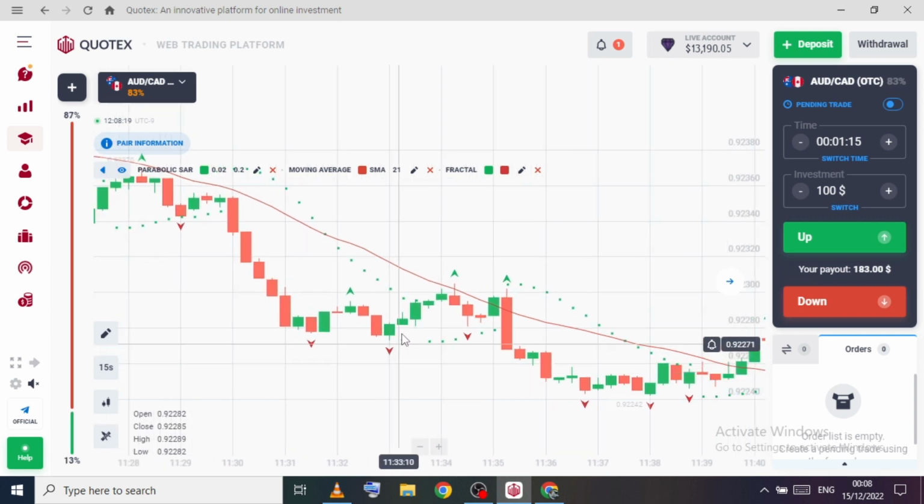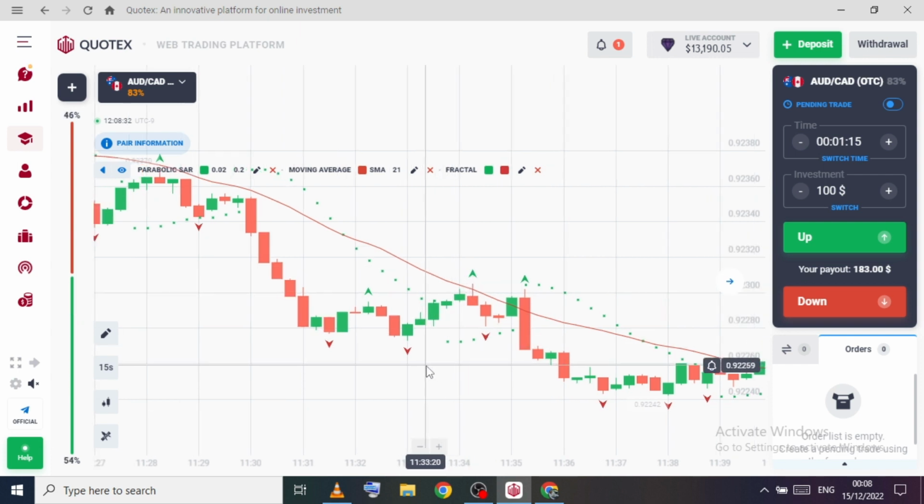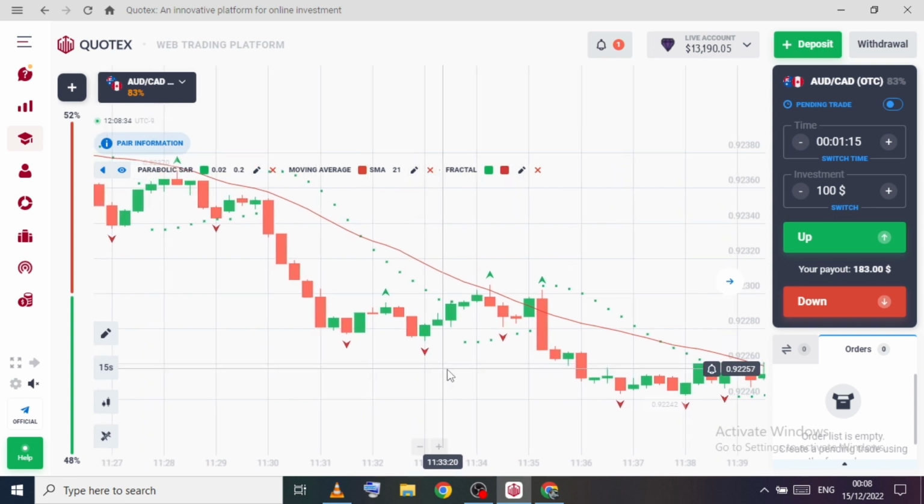And obviously here we do have a fractal, but we don't have a candle during this parabolic SAR crossing the SMA21 going up. All right, so let's keep going.